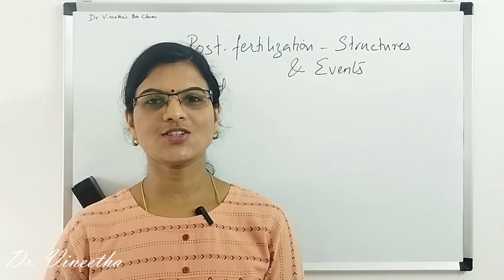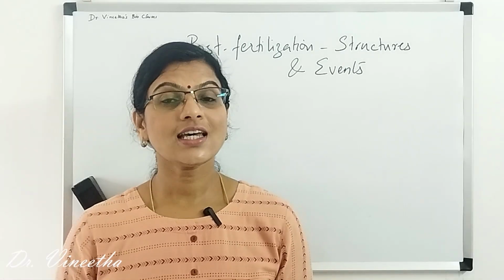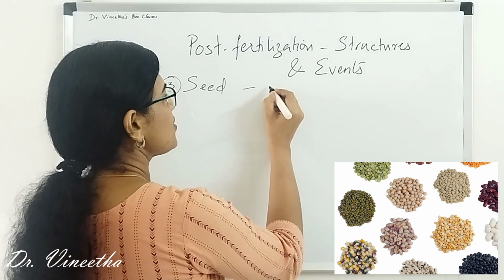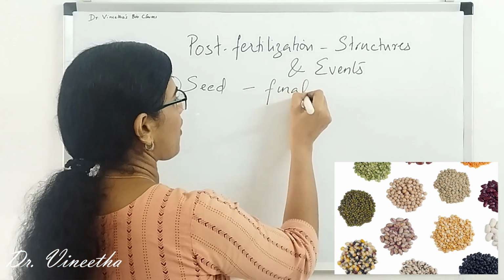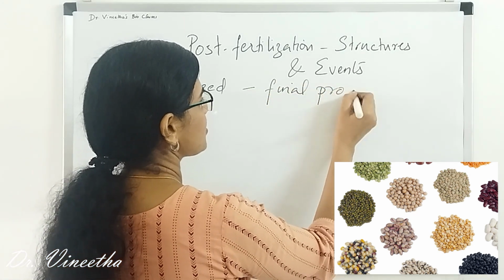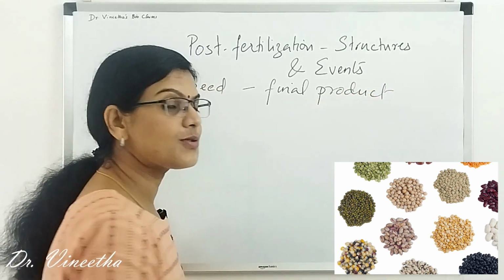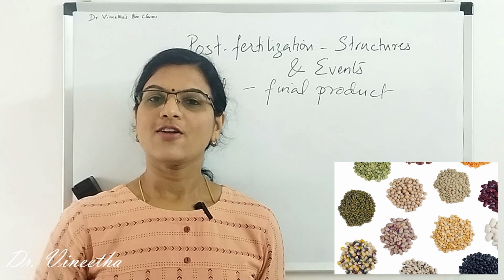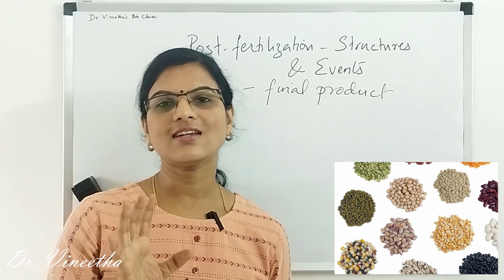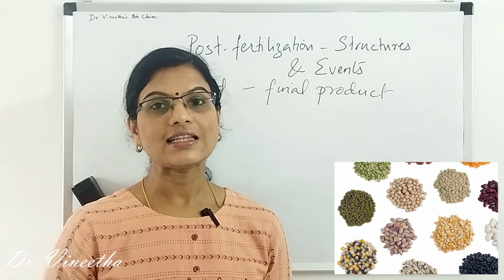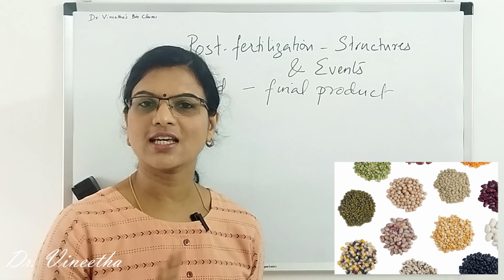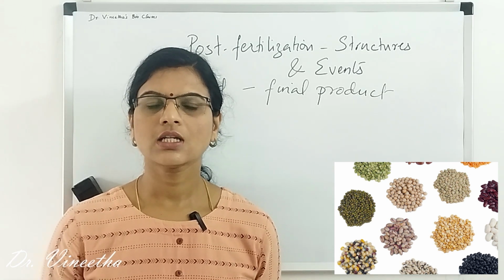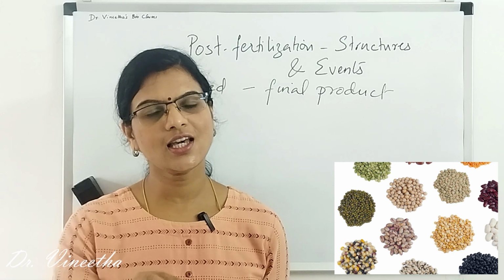The third structure is the seed. Seed is the final product of sexual reproduction. And we also know that seed is the fertilized ovule. The fertilized ovule develops into the seed. And where are these seeds found? The seeds are formed within the fruit.